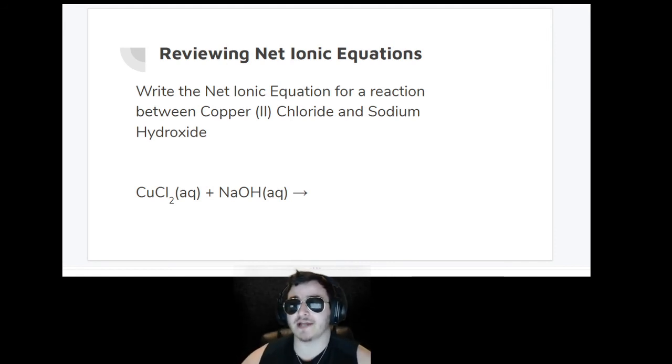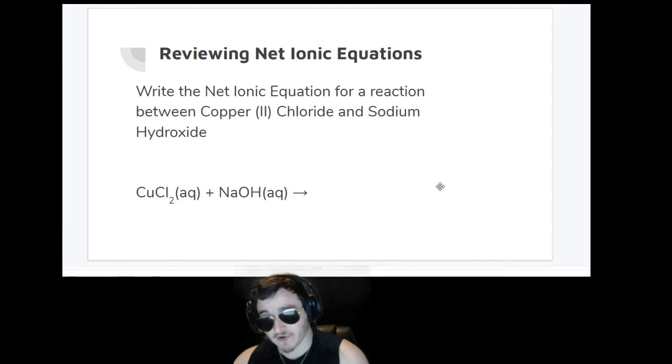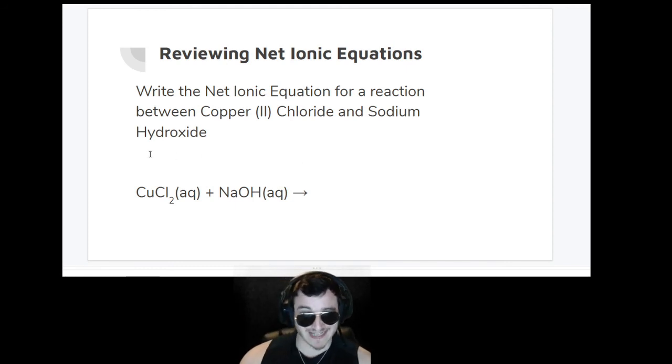But we need to utilize our predicting products tricks that we learned from whenever we were doing double replacement reactions, and our solubility rules. So looking at our first reaction, copper 2 chloride plus sodium hydroxide forms. We have to predict that first, and then we're going to boil it down to the net ionic equation. So we're going to solve that on the board for you.